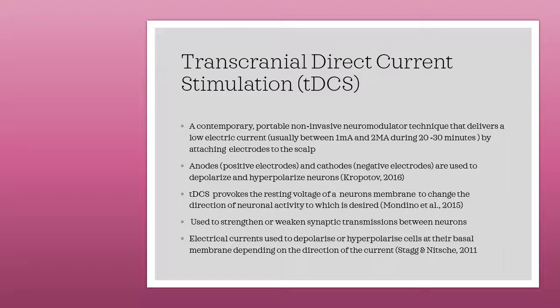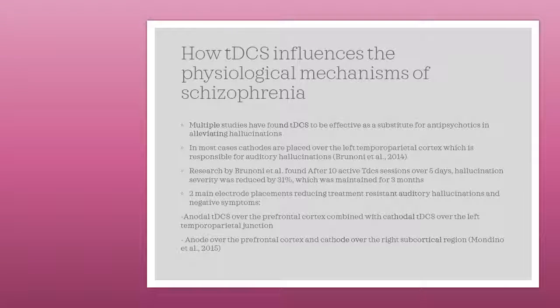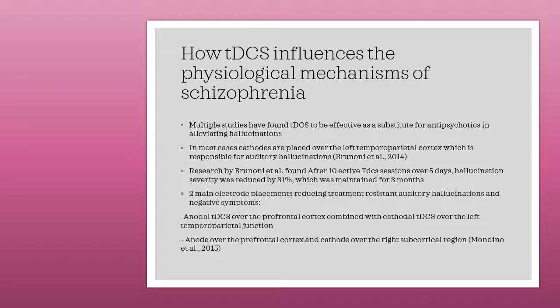The current delivered by tDCS is usually weak, normally between 1 and 2 milliamps during 20 or 30 minutes. So it isn't strong enough to cause an action potential inside neurons. Back to the main focus of this presentation: how does tDCS influence the physiological mechanisms of schizophrenia?